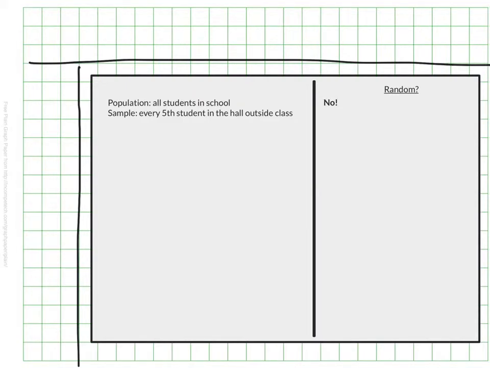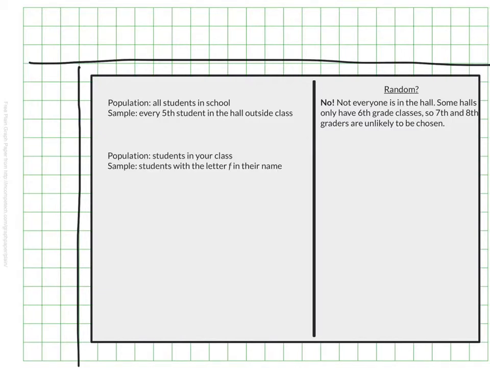And in this case, I would say this is not random. And it wouldn't be random because you don't have an equal chance of being chosen, right? Not everyone's in the hall at the same time. And maybe if we're in the hall where 6th graders have class, 7th and 8th graders probably aren't walking through, so they're unlikely to be part of the sample. It would not be a good random sample.